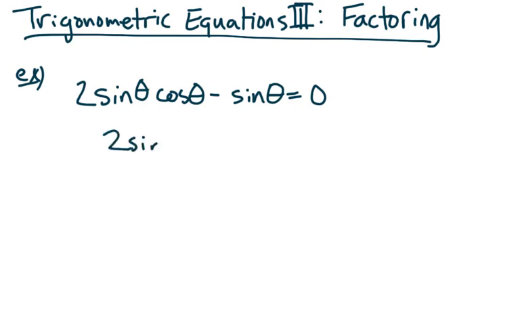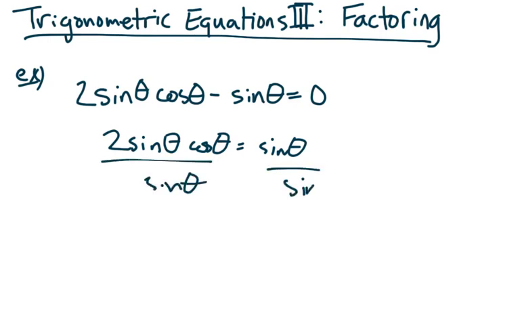You get 2 sine theta cosine theta equals sine theta, and then you might say, hey look, both sides have a sine. I'm going to divide both sides by sine. But that doesn't work, because when you do that, you ignore the possibility that sine could be 0. You don't want to divide both sides by 0, right? So we don't want to do this. We want to do something different.